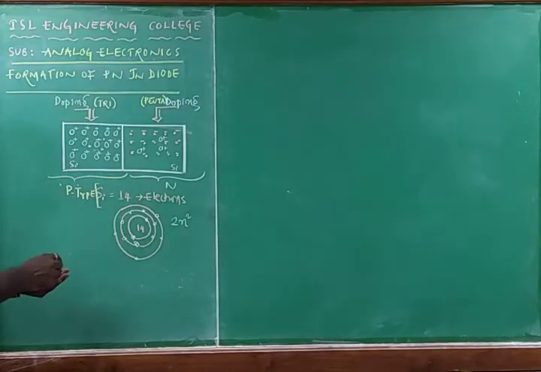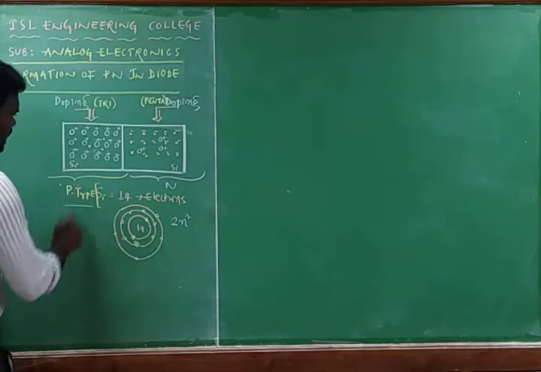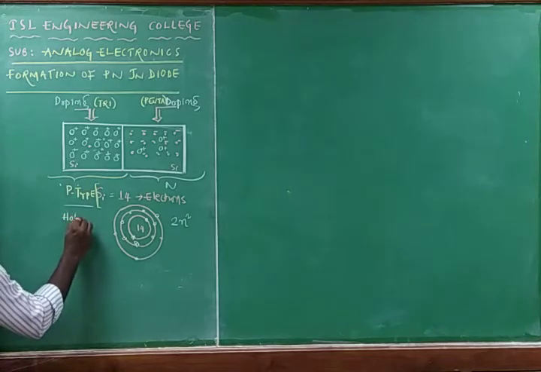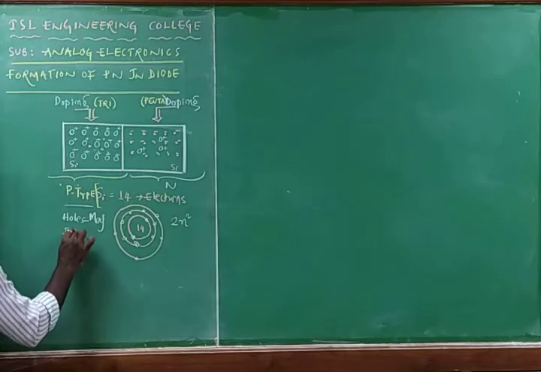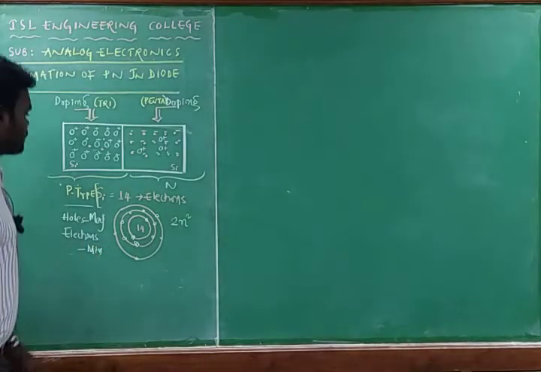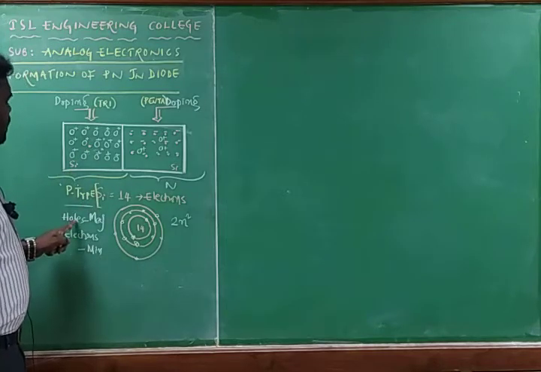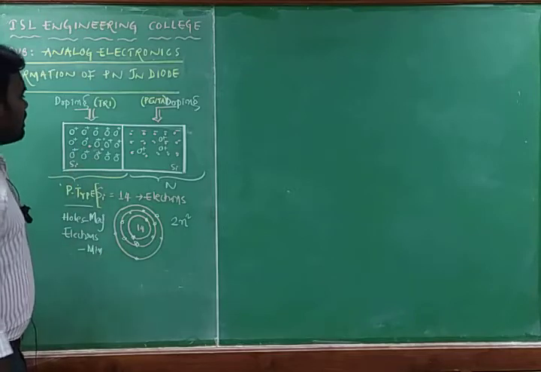In a P-type semiconductor, we have to define the majority and minority charge carriers. In the P-type semiconductor, which charges are more? Holes are more, so holes are named majority charge carriers, and electrons are named minority charge carriers, because in the P-type semiconductor there are more positive charges than electrons.